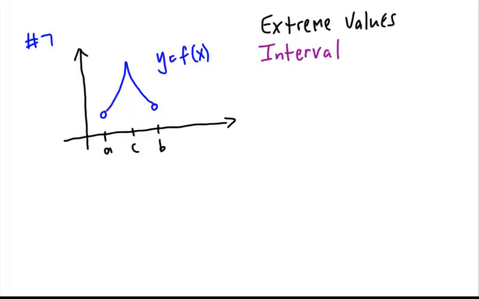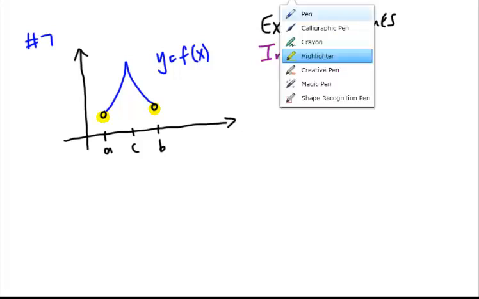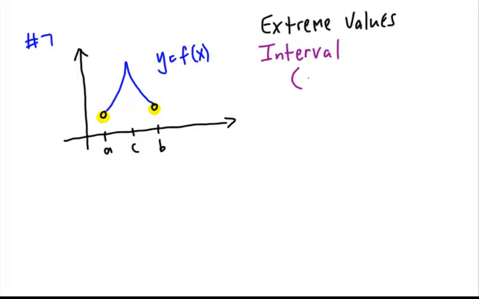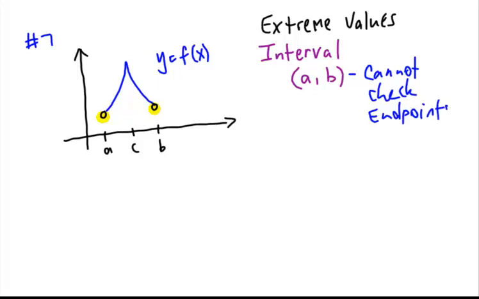And if you'll notice, the endpoints here are open. And so if I have open endpoints like this, then that means I'm on an open interval from A to B. Since I'm on an open interval from A to B, I cannot check the endpoints. And the reason is the endpoints are not included in my interval. And since the endpoints are not included in my interval, I can get really, really close to them, but cannot touch them. So because of that reason, I cannot check those points.